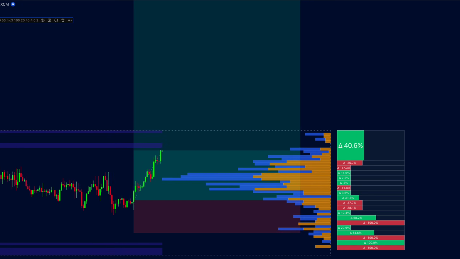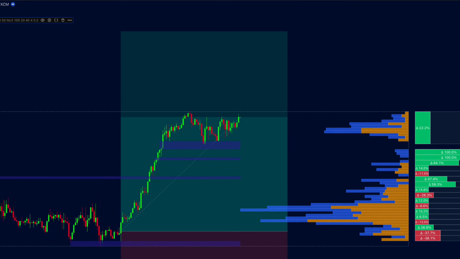If you want to stop guessing where price will react, start with where it didn't trade at all, and this indicator shows you exactly that.